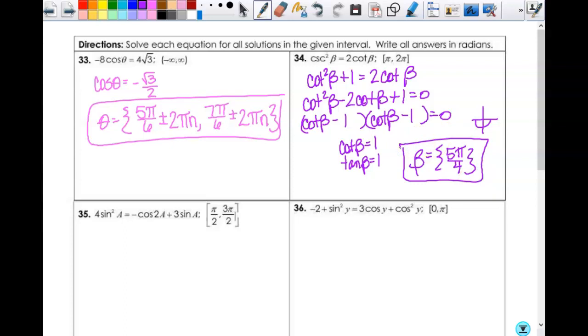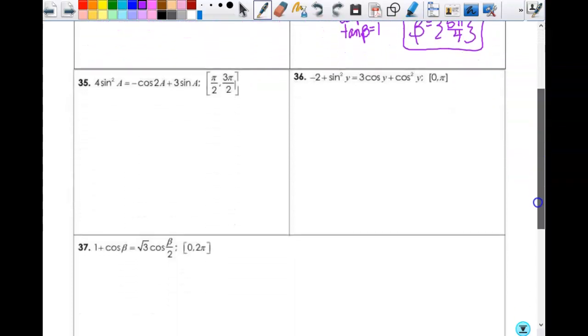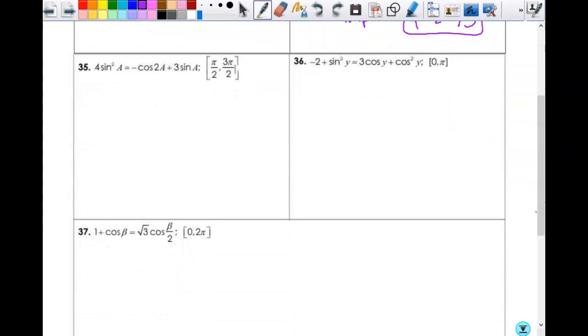Alrighty, so let's look at number 35. We've got sine squared a, and then I have a cosine of 2a and a sine of a. So the only thing I know I have to change is this one right here. And the nice thing about that, I mean, it's good and bad. It depends on how you want to look at it. I've got options, so I don't want to just willy-nilly pick something. I want to pick something that would be the most helpful.